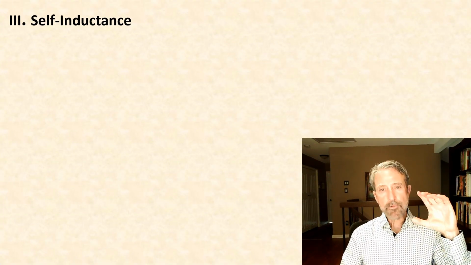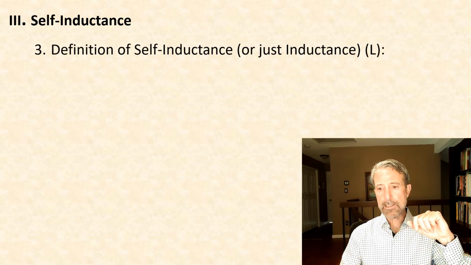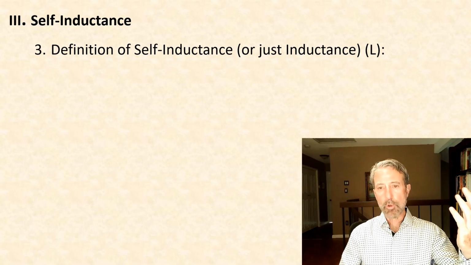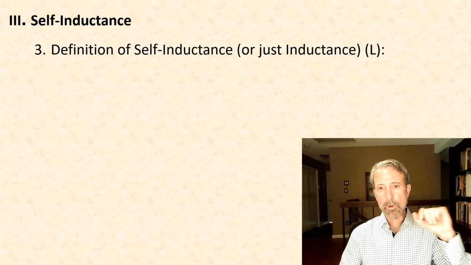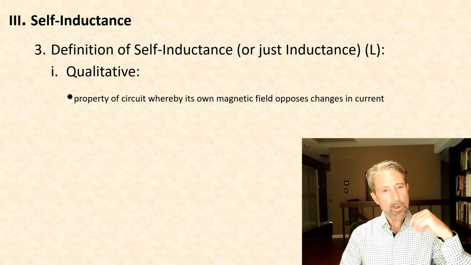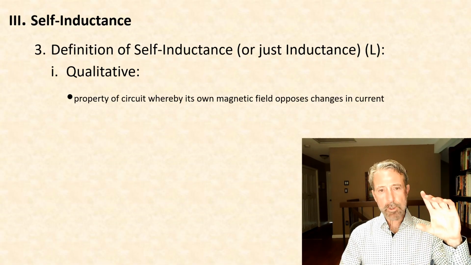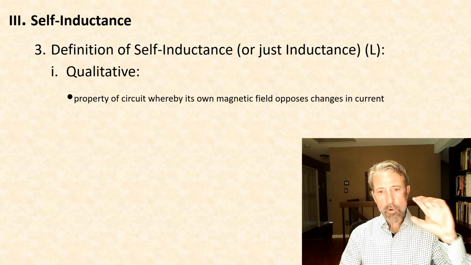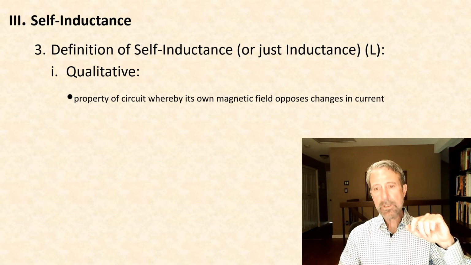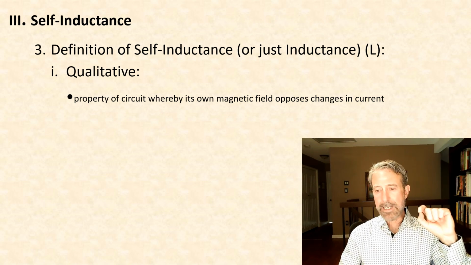In this slide, let's formally define this concept that we call self-inductance. We will symbolize the self-inductance of a solenoid or coil with the symbol capital L. Qualitatively speaking, we can think of self-inductance as being a property of a circuit whereby its own magnetic field opposes changes in current. And we'll talk more about this when we talk about the function of an inductor in a circuit.